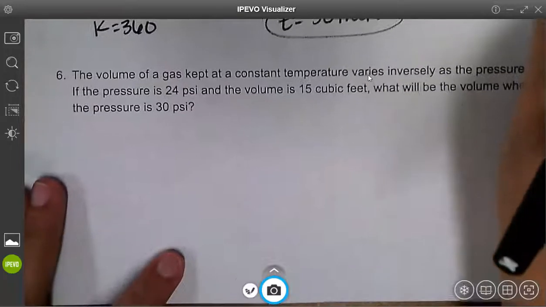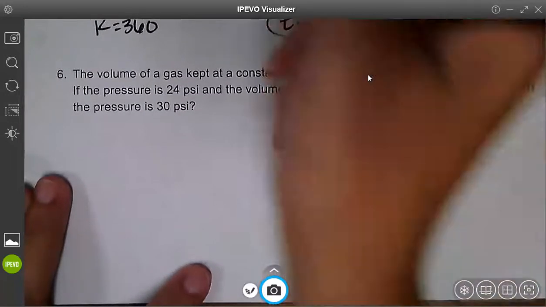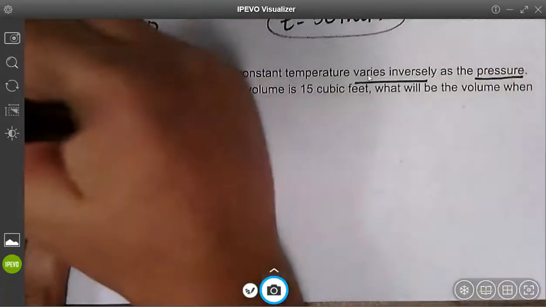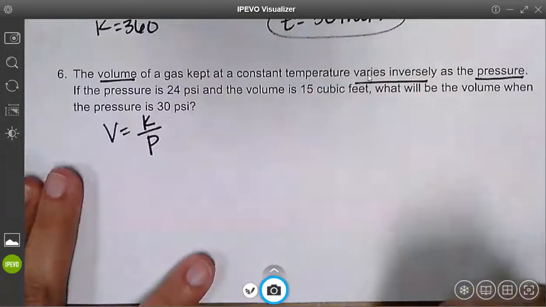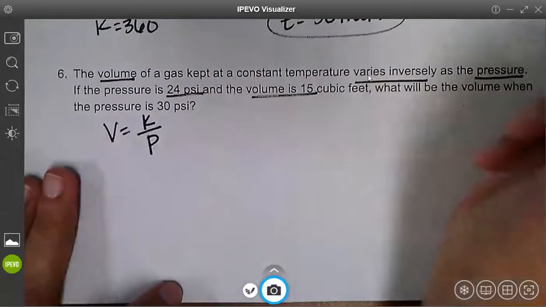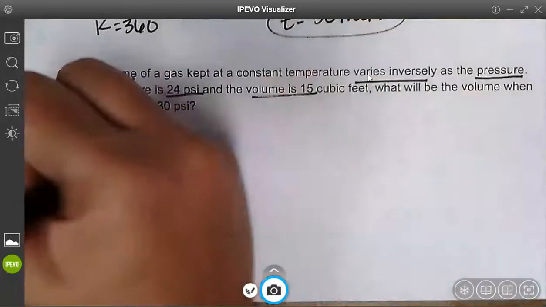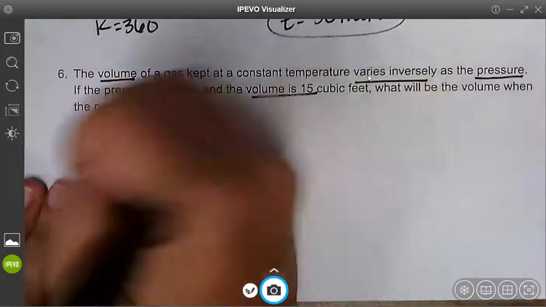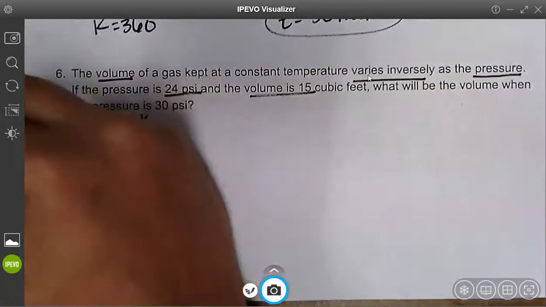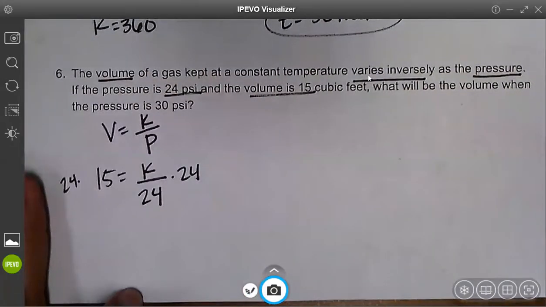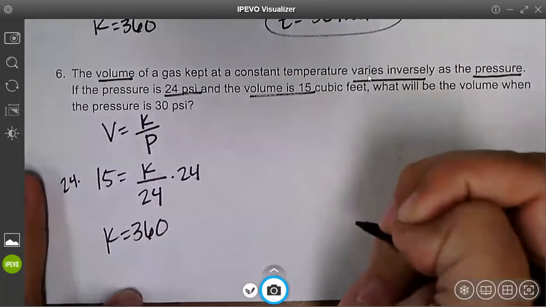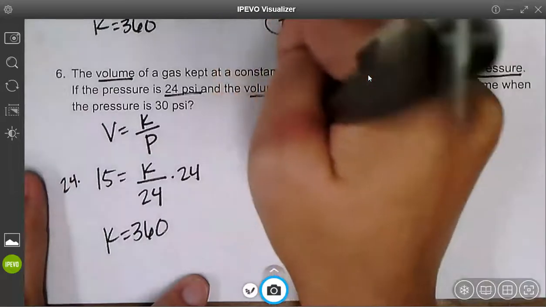And the last one, the volume of a gas kept at a constant temperature varies inversely as the pressure. So the volume varies inversely as the pressure. V equals k divided by P. If the pressure is 24 psi and the volume is 15 cubic feet, I need to create my equation. Volume is 15 equals k divided by my pressure, which is 24. Multiply both sides by 24. 15 times 24 is 360 again. That's just weird. So my equation is V equals 360 over P.